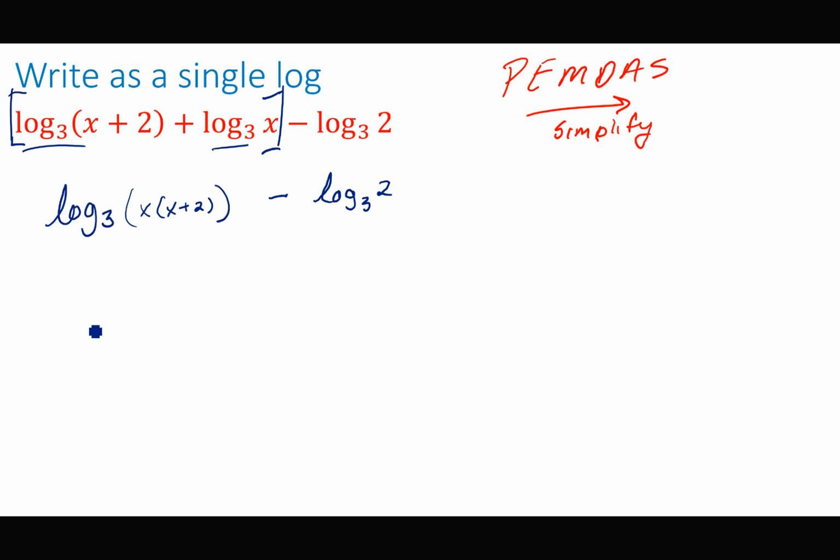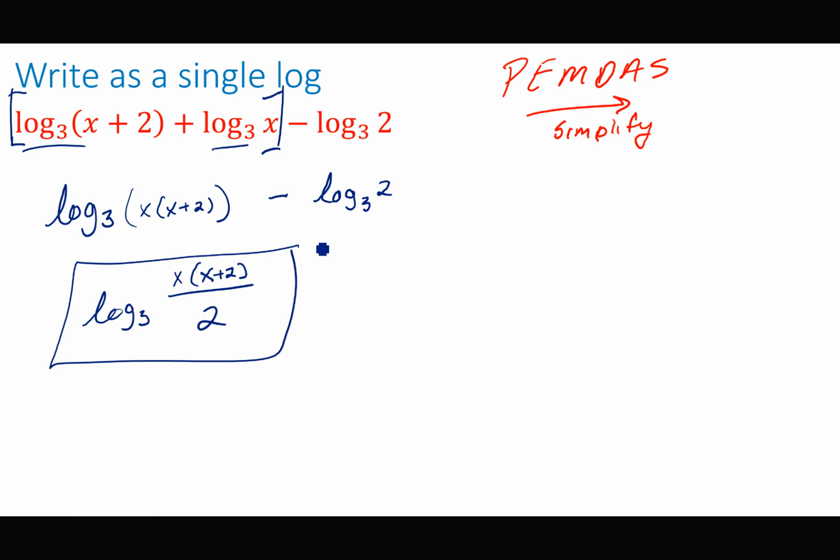But now because I have the same base, so this is log base 3, I have subtraction. This is x times x plus 2, all divided by 2. That would be the final answer. You could multiply the x through on top, x squared plus 2x, or you can just leave it like this. Either way, it'd be fine. This is checking to see if you understand log properties, how you can rewrite as a single log.